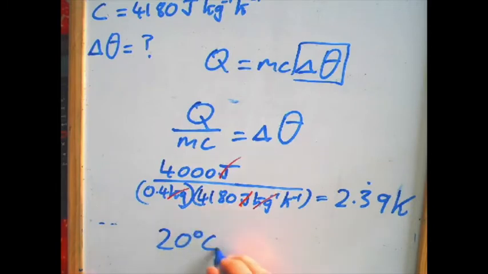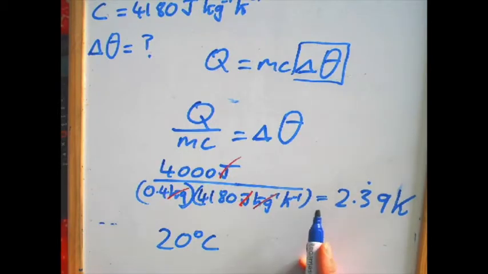So we're almost there. The last step then is, if it started off at 20 degrees Celsius, and it's gone up by 2.39 Kelvin. Now remember that a Kelvin and a Celsius degree are the same. Their starting points are different, but the difference between 10 degrees and 11 degrees Celsius is the same as the difference between 10 Kelvin and 11 Kelvin. Each one unit is the same.